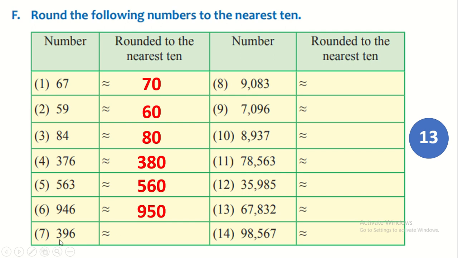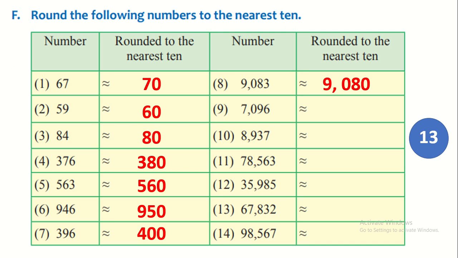Number 7, 396. Next to 9 is 6. 9 is in the tens place. If you add one, it becomes 10, and 3 becomes 4. The answer is 400. Correct, students? Now let's go to number 8. We have 83. The tens digit is 8, but next is 3. The answer is 80.